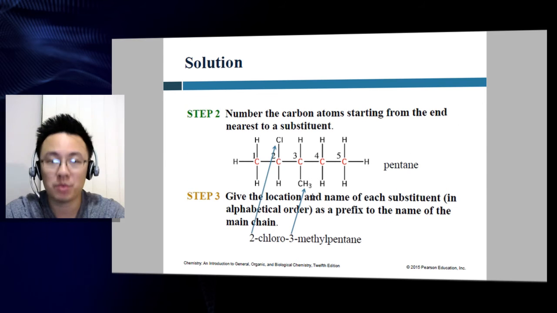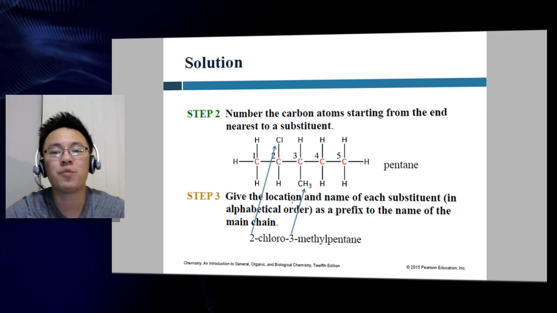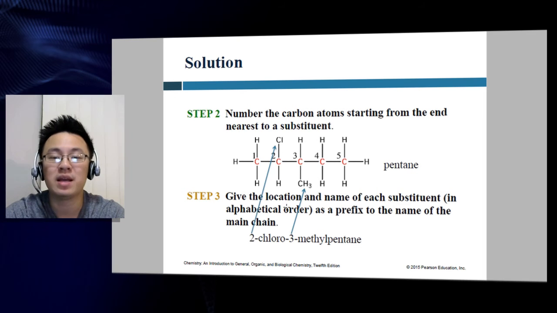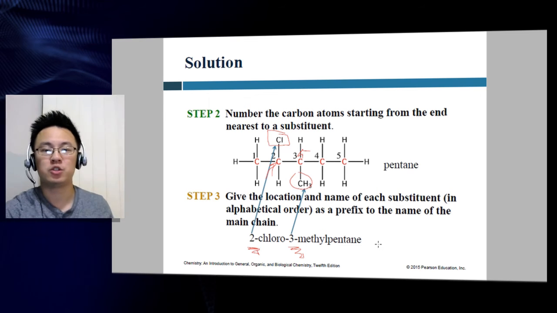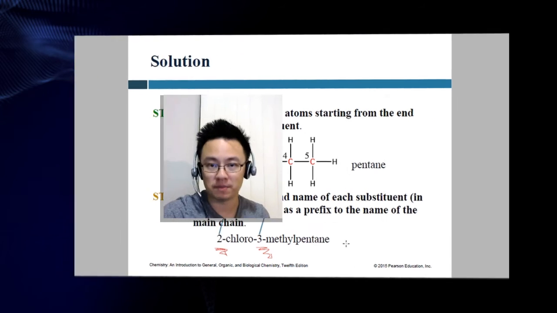Now let's go ahead and number them based on substituent. Number the carbon atoms starting from the end near the substituent, and then give the location and name of each substituent in alphabetical order as a prefix to the name of the main chain. So if we were to order it from left to right, 1, 2, 3, 4, 5, therefore the chloro will have the lowest number, and it starts with a C. So it would be 2-chloro. That number 2 there indicates the position, what carbon it's on. 3-methyl because this methyl group is attached to that third carbon, pentane. So it's 2-chloro, 3-methyl, pentane.